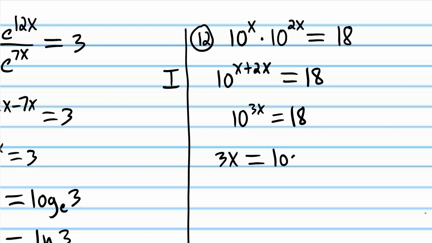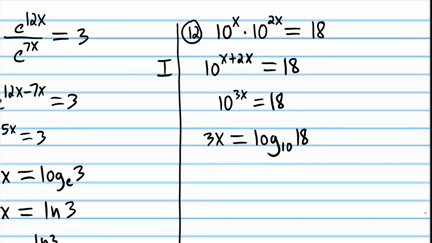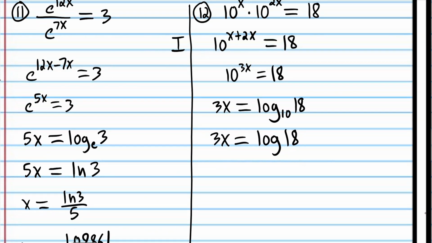So we go to the calculator, and it's going to be log base 10 of 18. That's just how you enter it into the calculator. But remember, your calculator has special notation. When the logarithm has a base 10, it just becomes log 18. And then we're going to divide both sides by 3.